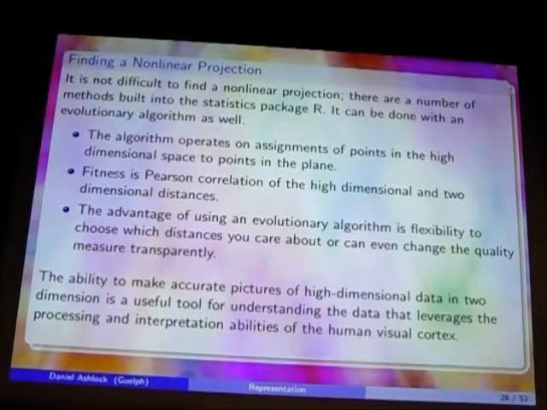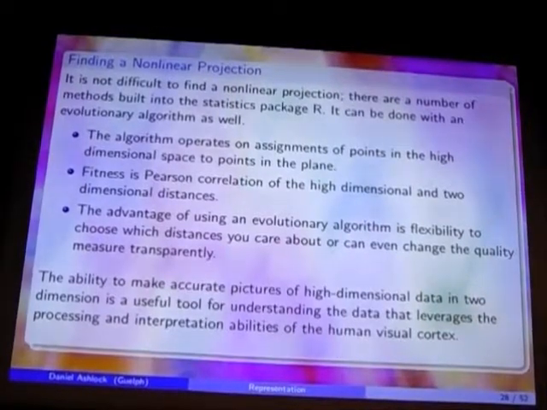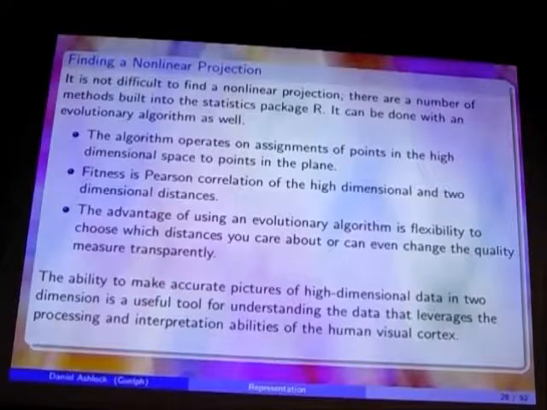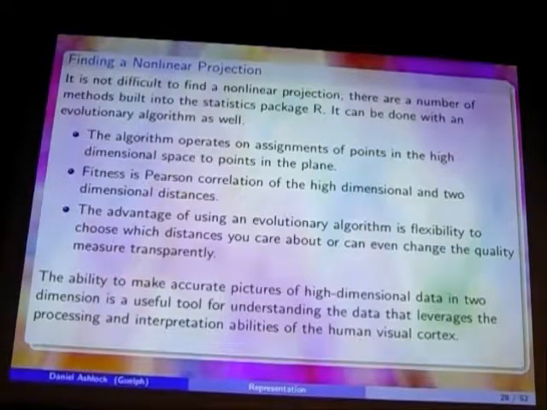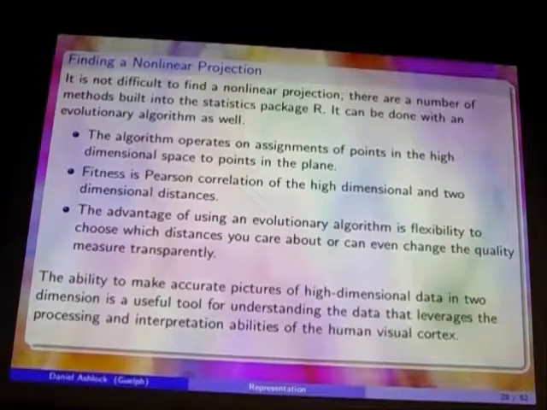Okay. And so the advantage of using an evolutionary algorithm is the flexibility to choose which distance you care about, or even change the quantity you're measuring in a transparent fashion. For instance, if you only care about the correlation of the short distances, you get a very different picture from only caring about the correlation of the long distances, whereas if you care about all of them, you get a picture like the one I showed you.